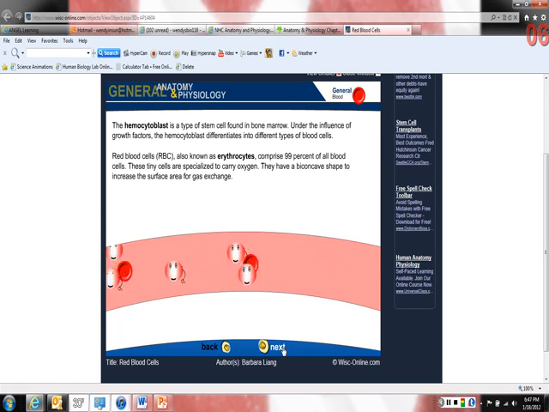The hemocytoblast is a type of stem cell found in the bone marrow. Under the influence of growth factors, the hemocytoblast differentiates into types of blood cells. The red blood cells, also known as erythrocytes, comprise 99% of all blood cells. These tiny cells are specialized to carry oxygen. They have a biconcave shape to increase the surface area for gas exchange.